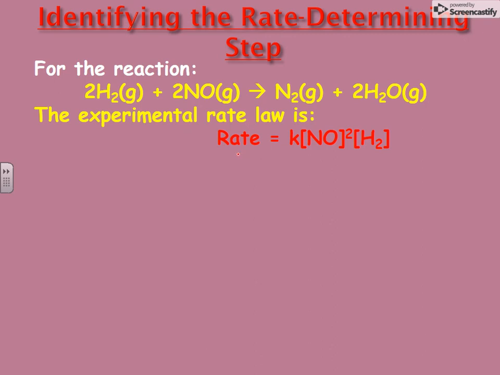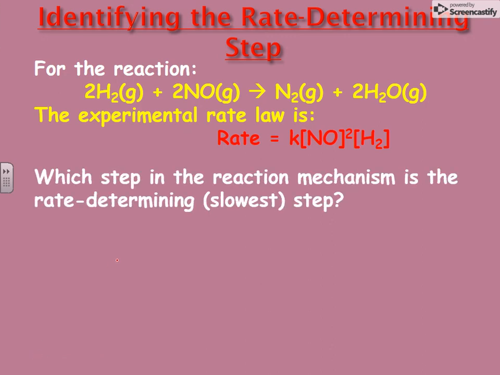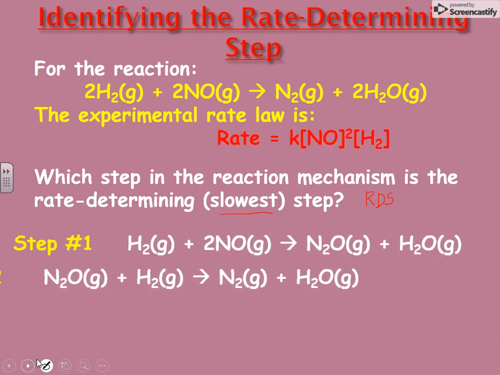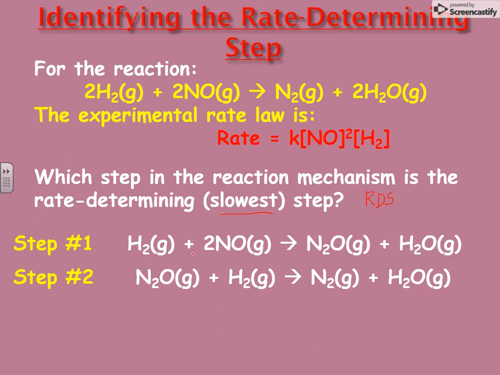So this is the experimental rate law that would have been determined by using a method of initial rates. It's your differential rate law. So this is given to you. And what we want to answer is we want to determine which step in the reaction mechanism would be the rate determining step. Remember, the rate determining step is your slowest step in your reaction, and we abbreviate rate determining step as RDS. So you're given two elementary steps, and you're asked to determine which is the rate determining step.